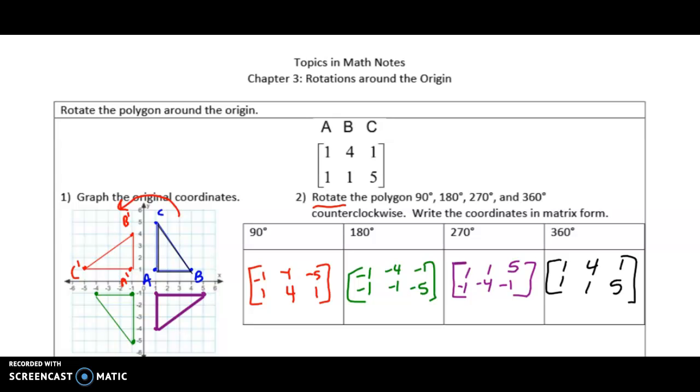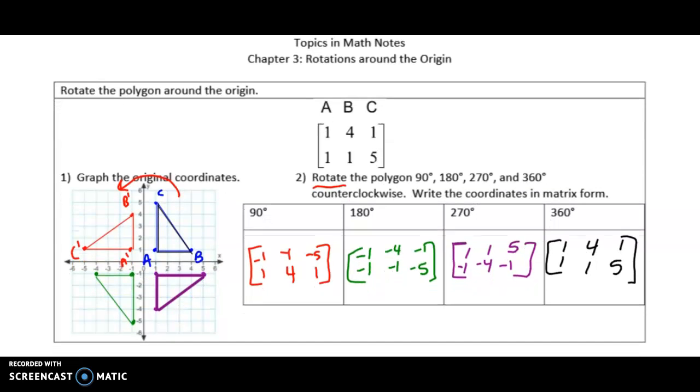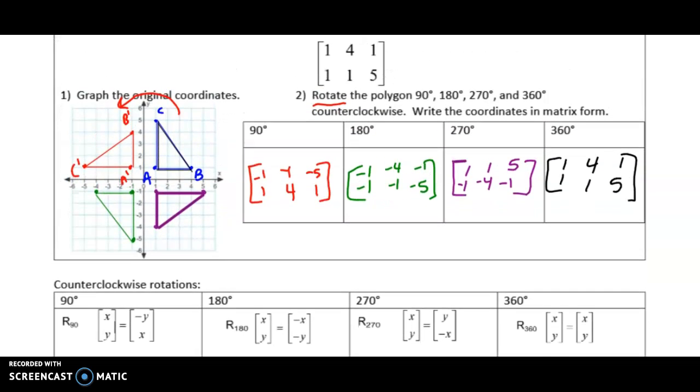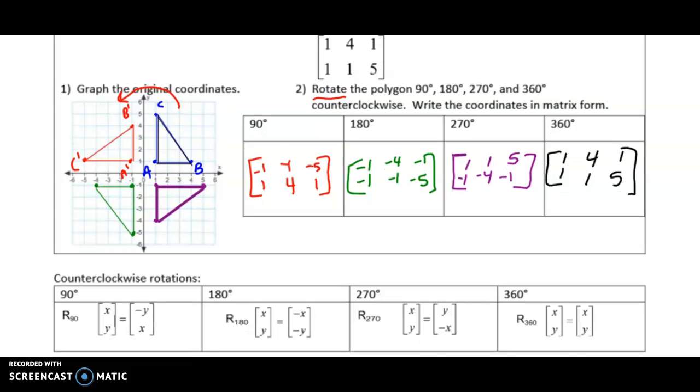Alright, so what did these coordinates do to the original? So let's think about that. If we look at our original coordinates for the 90 degrees, 1, 1 is kind of a hard coordinate to look at because you don't know if they switch spots or change signs or what. But maybe focus in on the 4, 1. So 4, 1, and for 90 degrees it was negative 1, 4. Alright, so notice what happened there. They switched spots, and then the old y changed to the opposite sign.